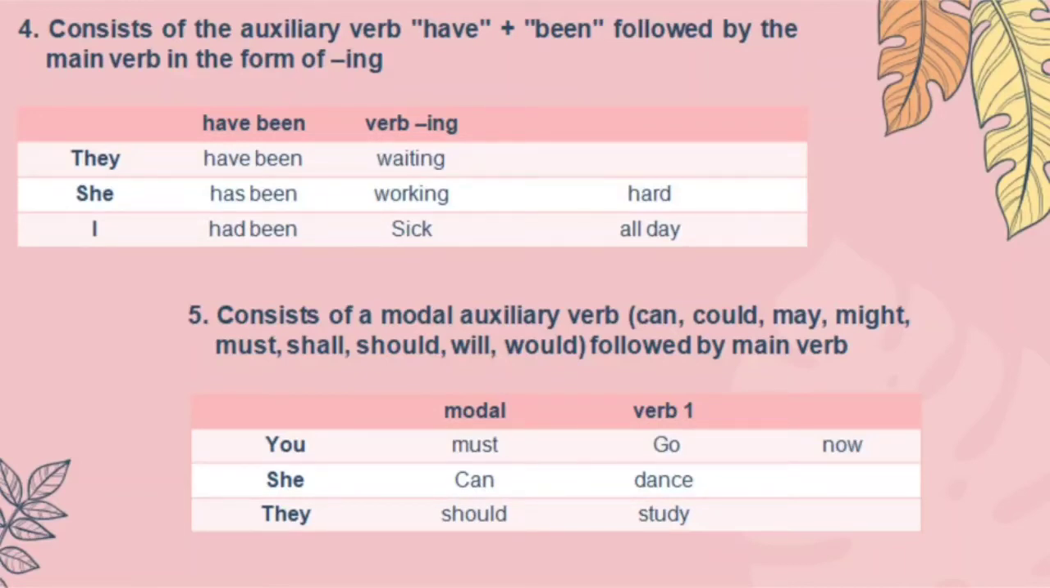Number 5 consists of a modal auxiliary verb: can, could, might, must, shall, should, will, would, followed by main verb. For the example, you must go now. She can dance. They should study.